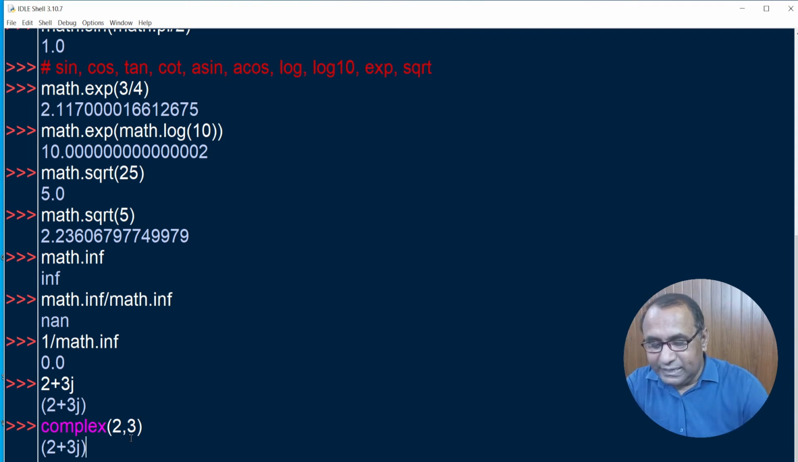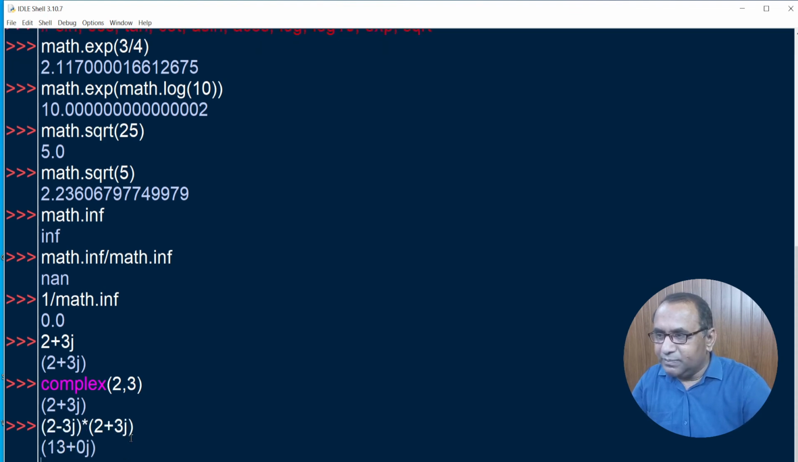Also, you can easily multiply two complex numbers. Suppose I have 2 minus 3j, and I want to multiply this number with 2 plus 3j, and when you enter, we have 13 plus 0j. So this is the returned value of the above statement.